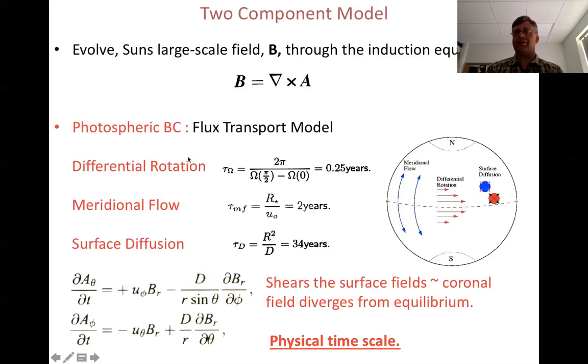The first of those is differential rotation, so basically the equator rotating faster than the poles, where we use the observed profile. It has a timescale of roughly a quarter of a year. The second motion that we'll consider is meridional flow. This is a weak flow that acts from the equator to the poles in each hemisphere. It is of the order of about 11 to 15 meters per second, and it acts on a timescale of approximately 2 years. Now, the final motion that we include represents the process of surface diffusion.